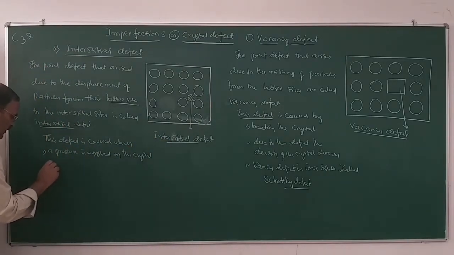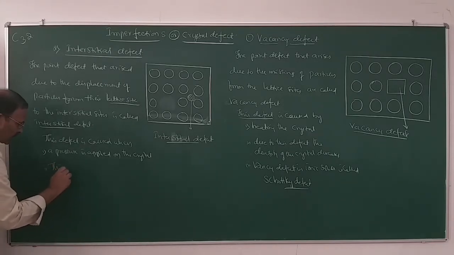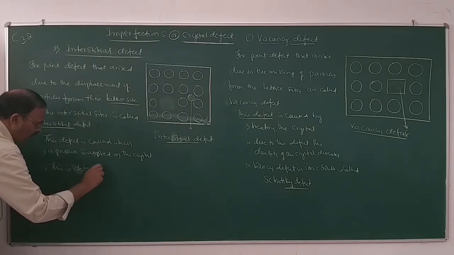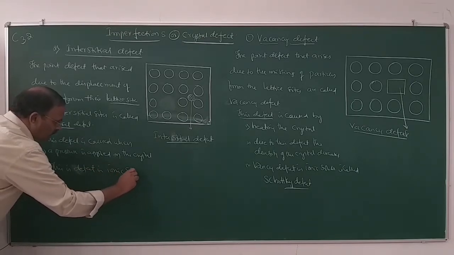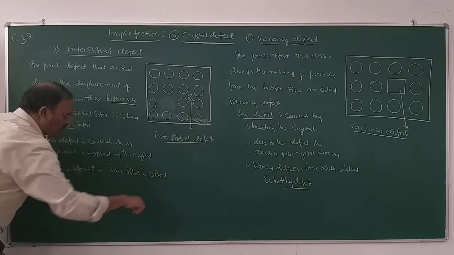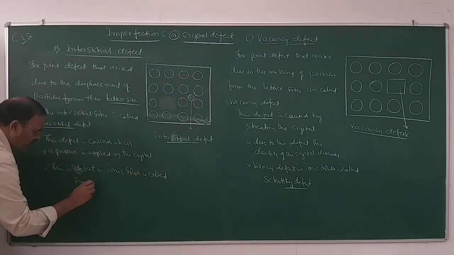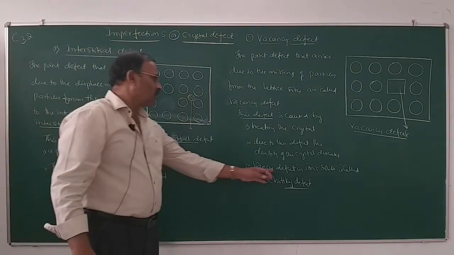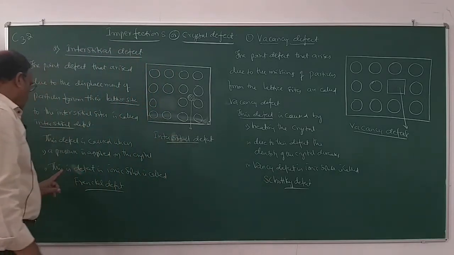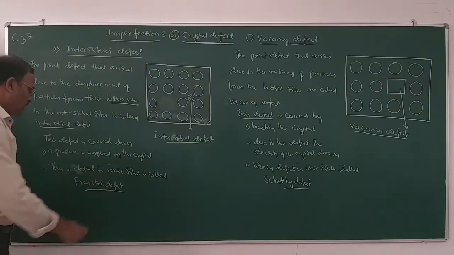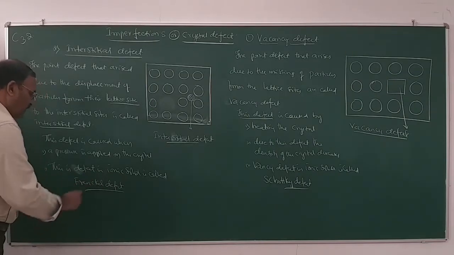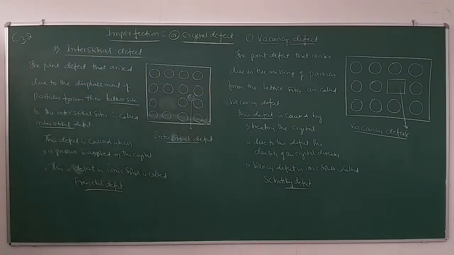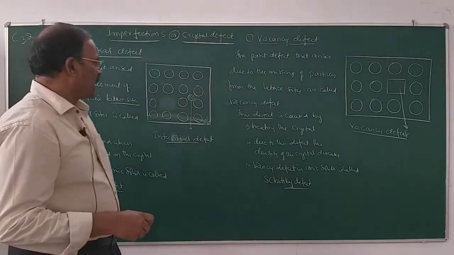And this defect in ionic solids is called Frenkel defect. So, vacancy defect in ionic solids is called Schottky defect. Interstitial defect in ionic solids is called Frenkel defect. Now let us study what is Schottky defect and Frenkel defect.